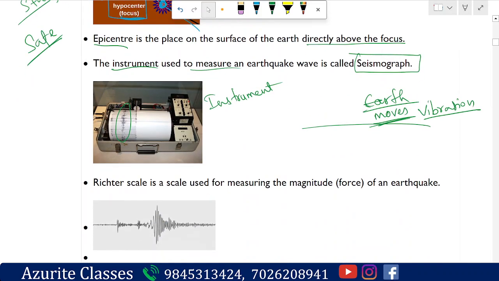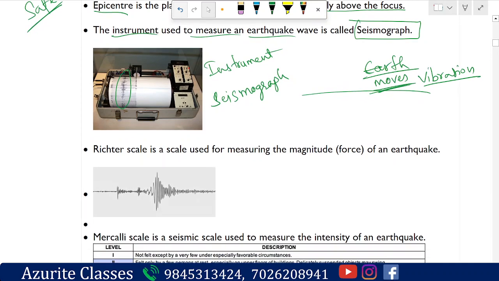So if you come down, you will understand. This instrument is the seismograph, used to measure the earthquake. This is called the Richter scale. Scale means the measure. If you see here, this is a small movement, very little. Every time there will be movement in the earth, but this is very small, and nothing will happen.